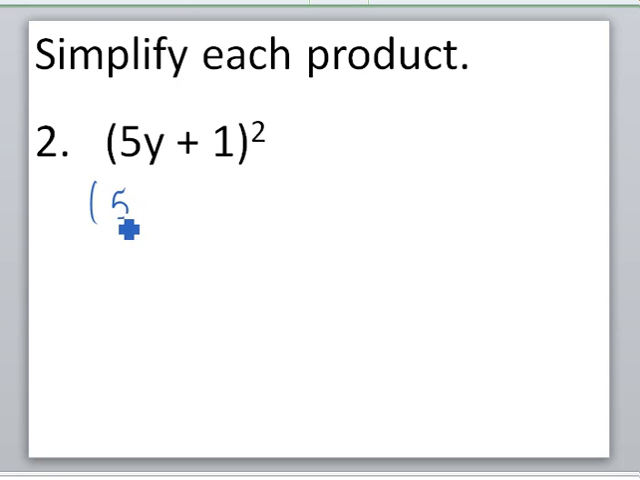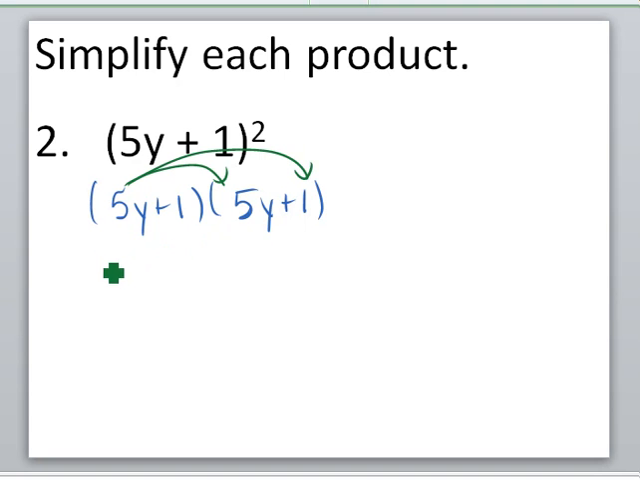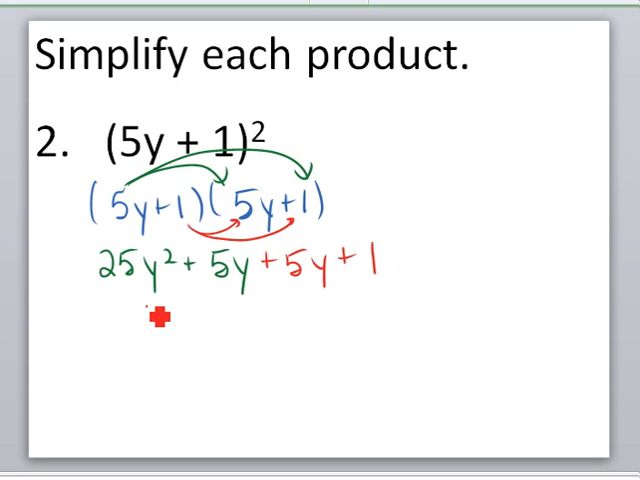Again, we have a 5y plus 1 times a 5y plus 1. So I'll distribute the 5y through. 5y times 5y is 25y squared. 5y times 1 is 5y. Then I'm going to take my 1 and distribute it through. 1 times 5y is 5y, and 1 times 1 is 1. Combine my like terms, I get 25y squared plus 10y plus 1.